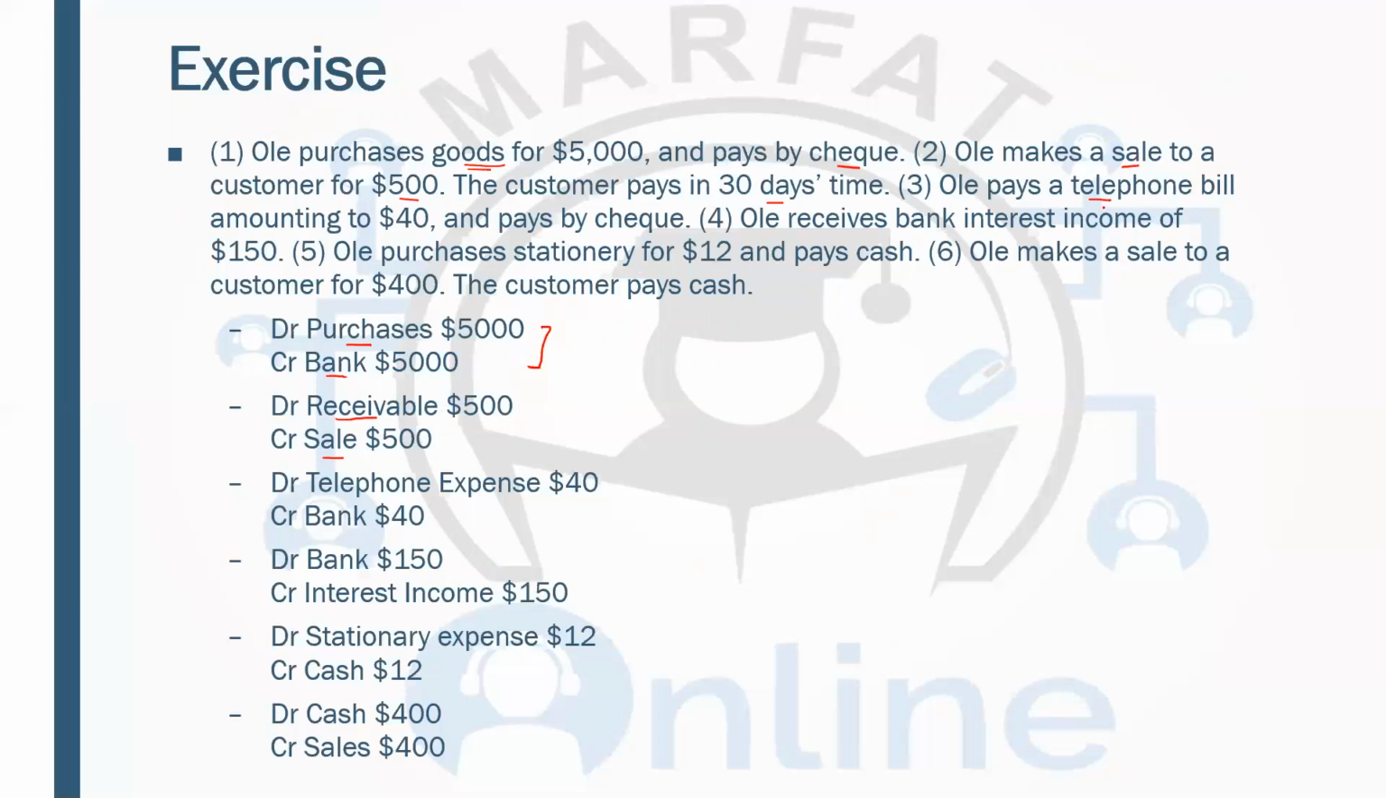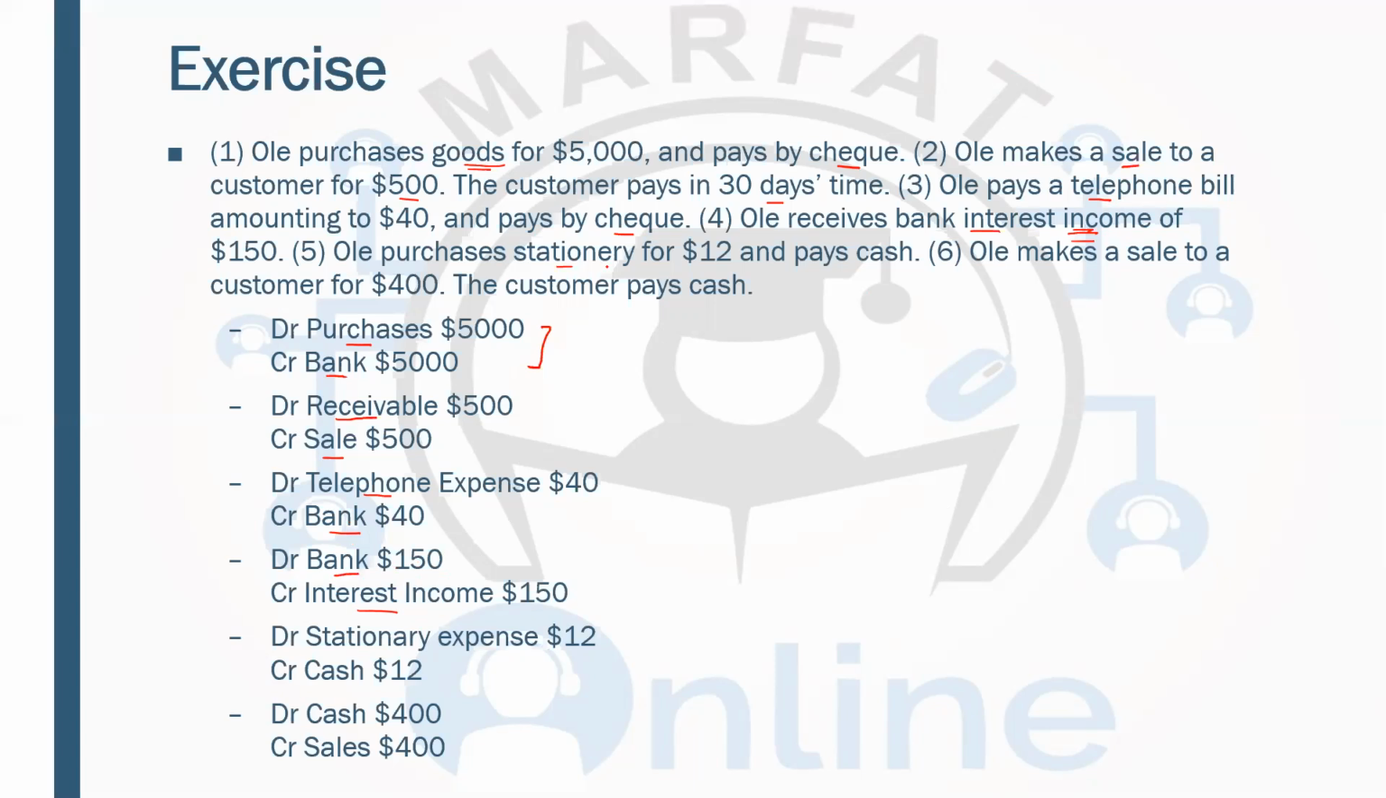Ole pays a telephone bill, which is the expense, and pays by check, so telephone expense debit and bank account credit, because expense is increasing and the bank account, which is the asset, is decreasing. Ole receives bank interest income. Now income when increases, it goes to the credit side, and we are receiving in the bank, so bank is increasing, debit bank.